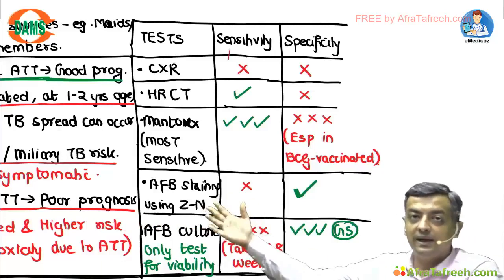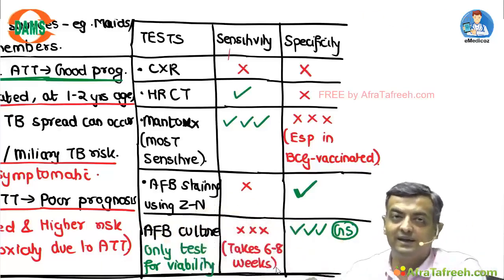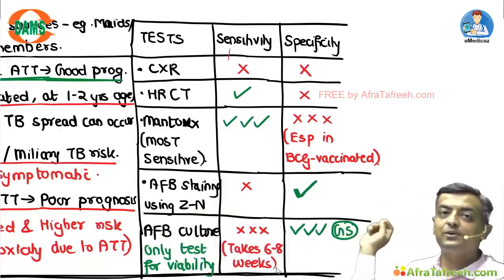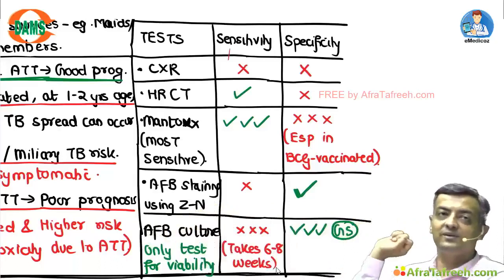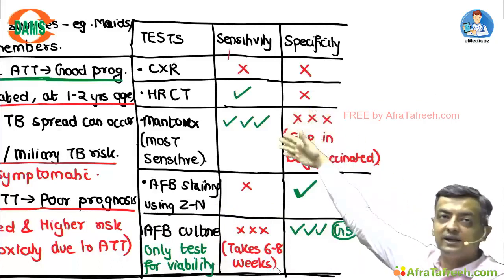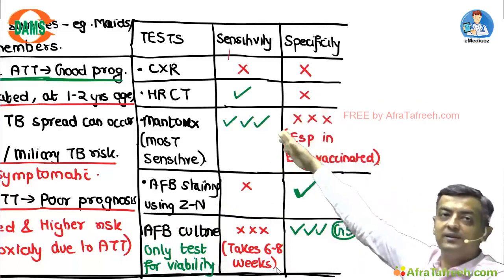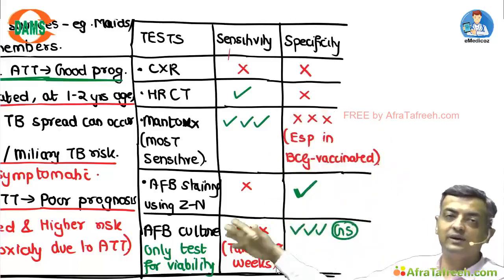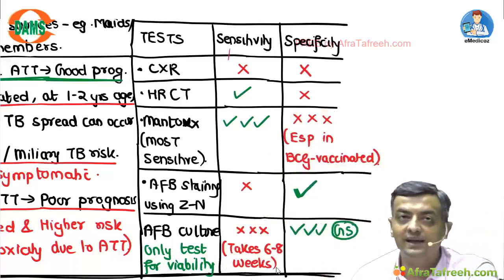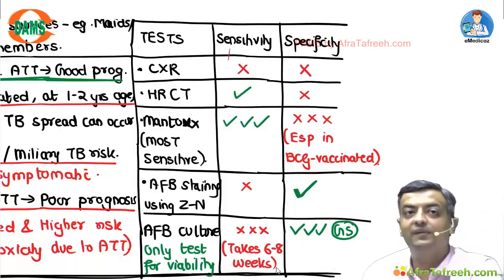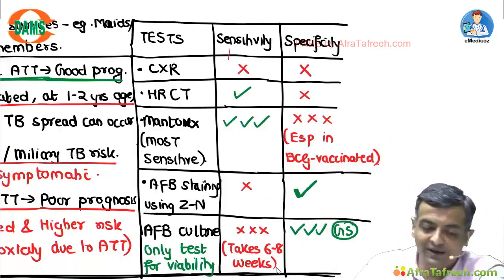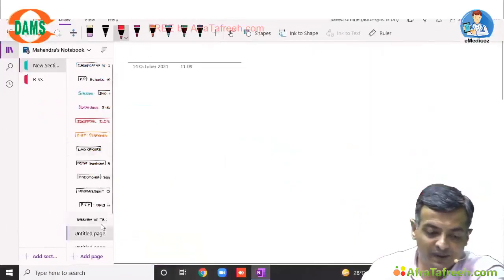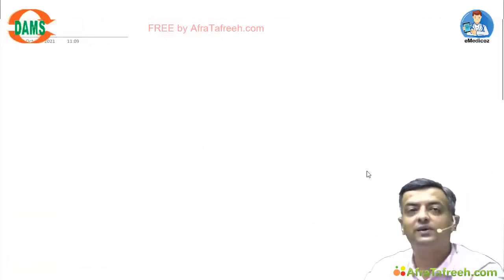Congenital TB is difficult to suspect but easy to diagnose. Adult TB is easy to suspect but difficult to diagnose, because few radiological tests are sensitive but not specific, and few are specific but not sensitive, making the diagnosis of TB difficult. So for that only we are going to study three important special tests for tuberculosis.